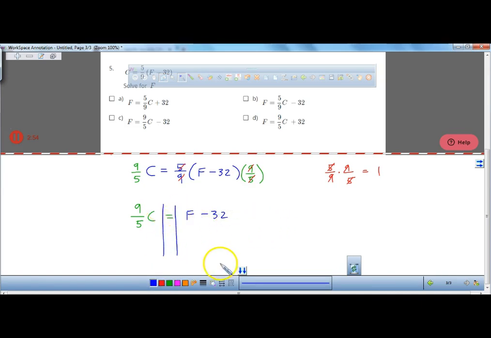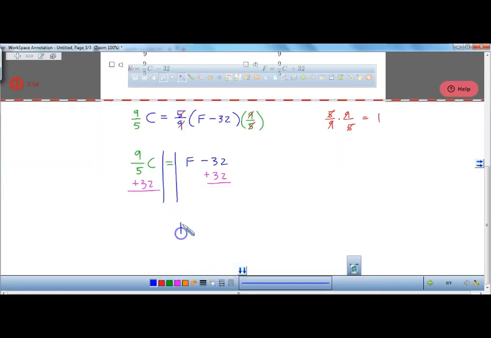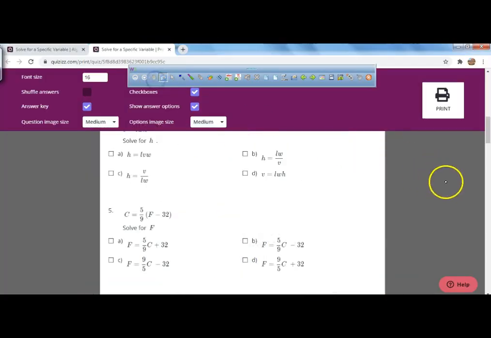Alright, we're almost done. Because basically we got F by itself, almost. We just have one step. Just got to add a 32 to this side. We got to add a 32 to this side. Alright, so here's your final answer. The Fahrenheit will always equal 9/5 times the Celsius plus 32, and that's what F would equal. Alright, let's go to another one.